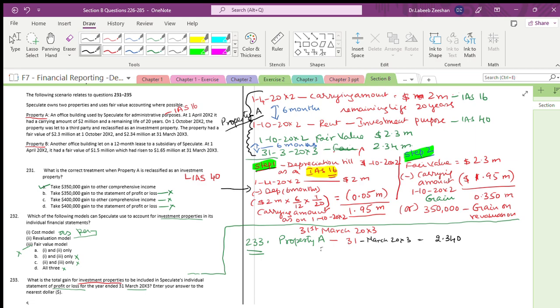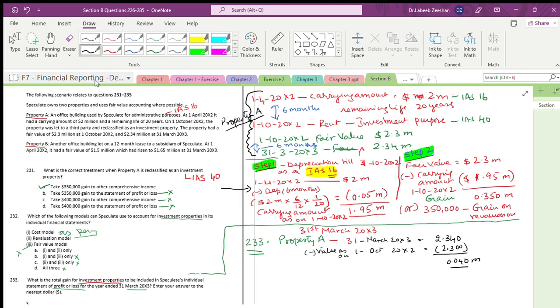Less: value as on 1st of October 2002. How much was the revaluation amount? 2.3 million. The difference is how much? The difference is 0.040 million.